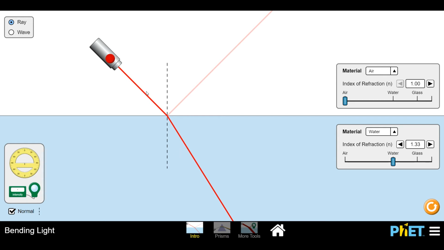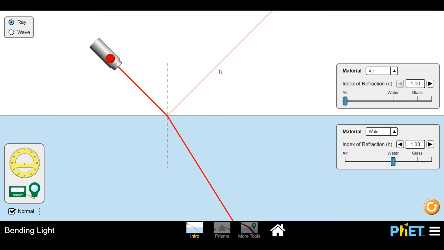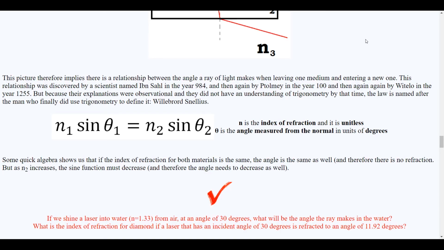And we know already that there's a way to relate the angle of incidence to the angle of reflection. And so there should be a way to relate the angle of incidence with the angle of refraction. And it is based off of one of the greatest names in physics, Willebrord Snellius. And the formula that we're talking about is Snell's Law. And so here it is, Snell's Law.